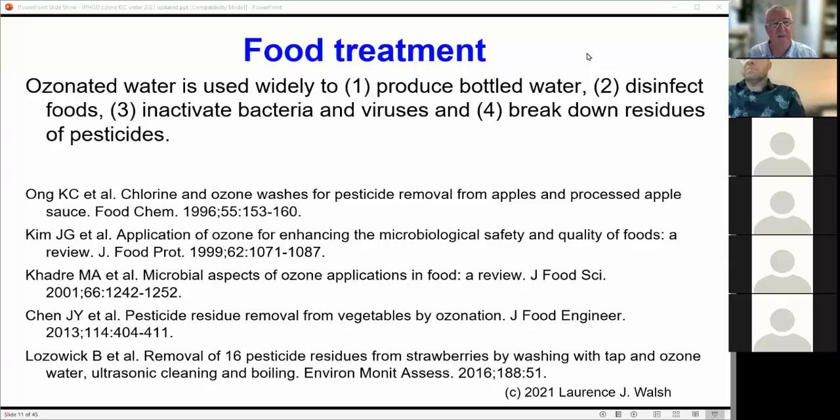All of you have, I'm sure, drunk water from a bottle. And every time you pick up a bottle of water and you crack the seal, you are actually taking water that's been sterilized by ozonation, and that's what you're about to drink. So it's used extensively to treat bottled water, and it has been for many, many years.